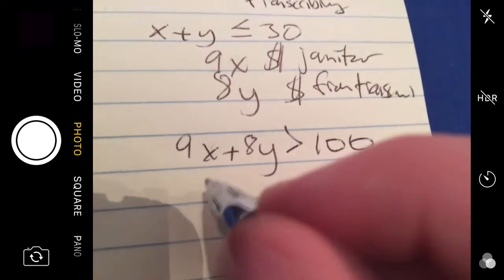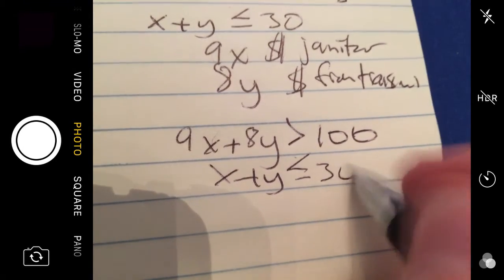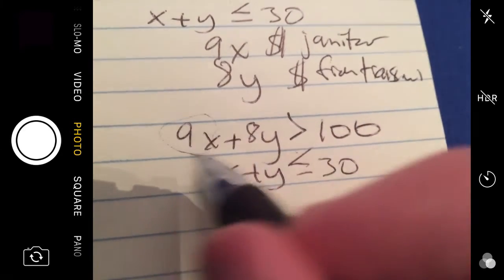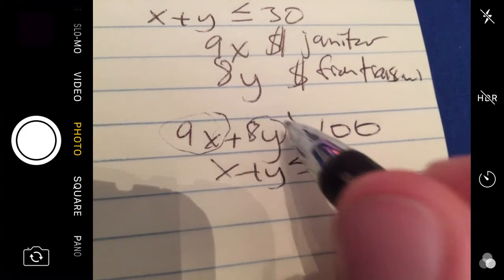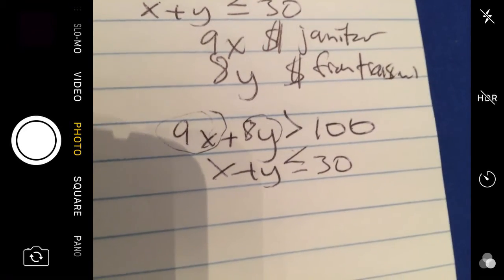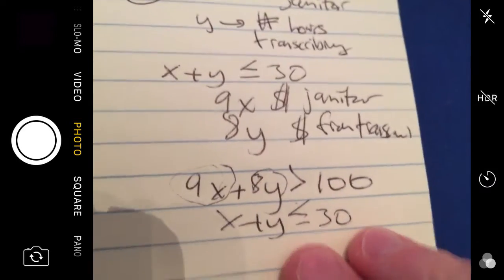I'll rewrite this one up here. So she can work no more than 30 hours. That's what this is. And this is the money from being a janitor. This is the money from transcribing, and they need to total at least 100. And that's it. Cool. Alright, so let's go on to number 10.